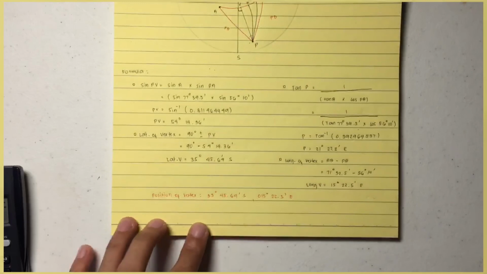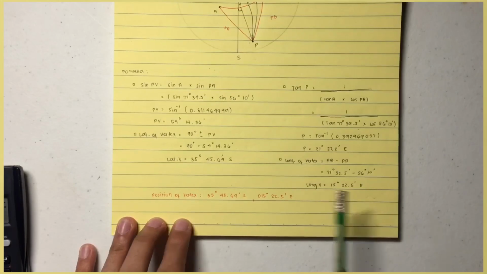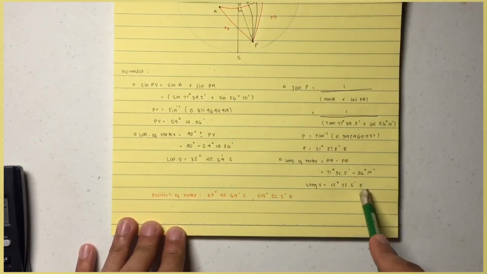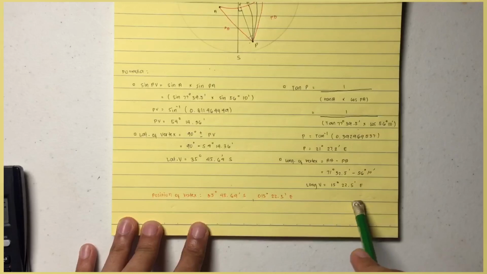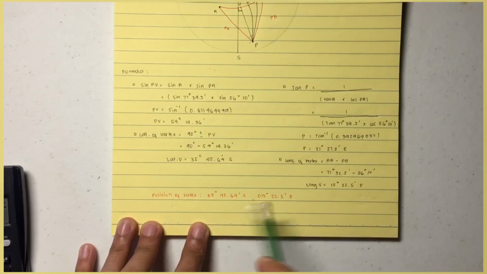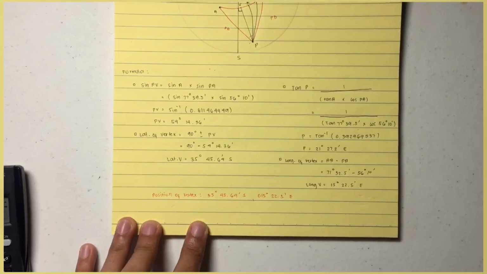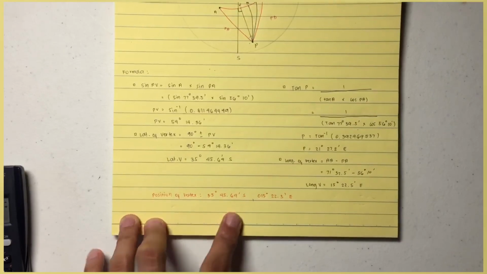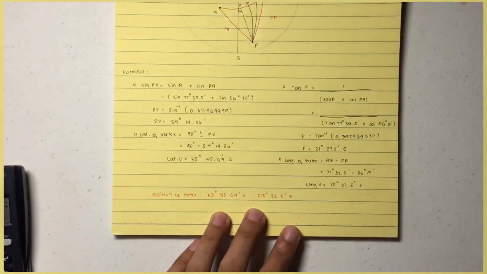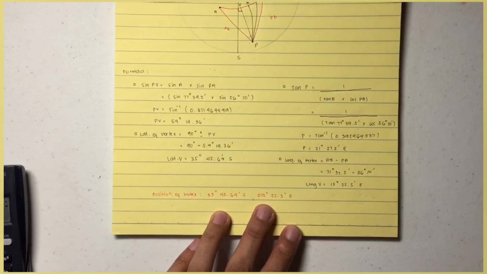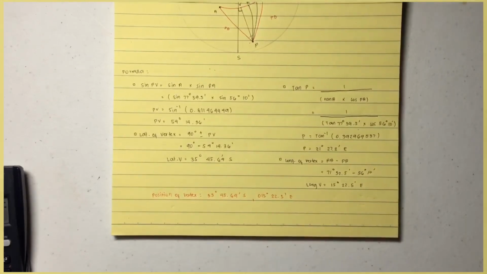Now we have the longitude and the latitude. We have the latitude and the longitude of the vertex. So this is the position of the vertex in the given problem. The position of the vertex is in latitude 35 degrees 45.64 minutes south, and in longitude 15 degrees 22.5 minutes east.